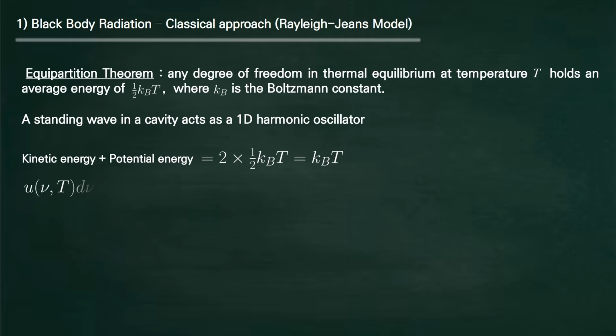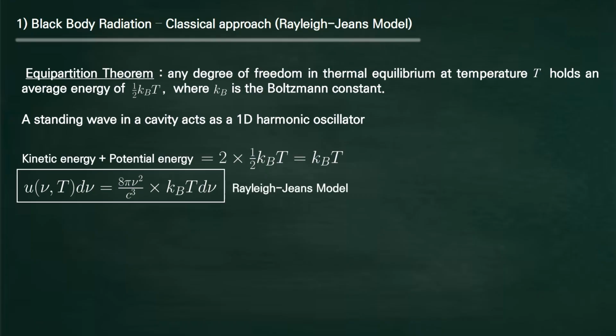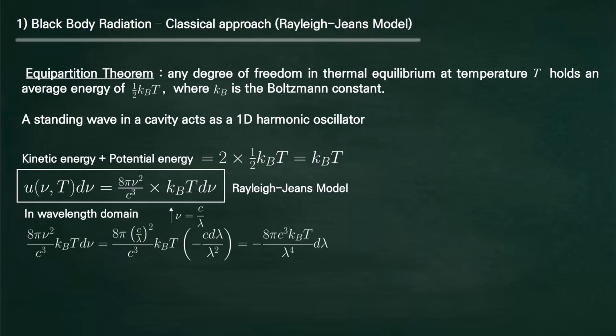Multiplying the density of states by this average energy leads us to the Rayleigh-Jeans radiation law. U of nu comma T d nu equals 8 pi nu squared over c cubed times kBT d nu. To express this in terms of wavelength, we substitute nu equals c over lambda, which gives negative 8 pi c kBT d lambda over lambda to the 4th. Here, the minus sign arises simply from the order of integration.